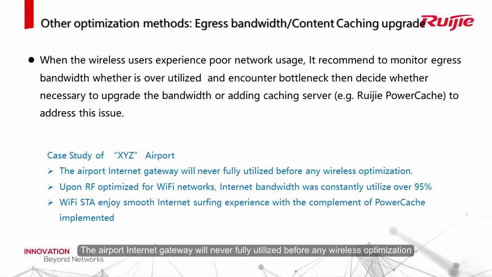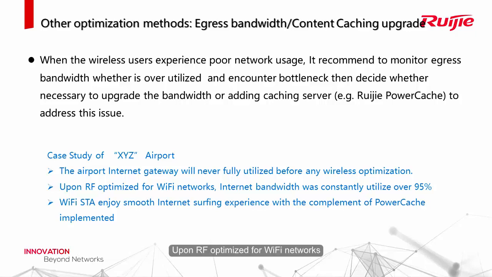Case study. The airport internet gateway was never fully utilized before any wireless optimization. Once we optimized the Wi-Fi networks, internet bandwidth was constantly utilized over 95%. Wi-Fi STAs enjoy a smooth internet surfing experience with the complement of content cache implemented.